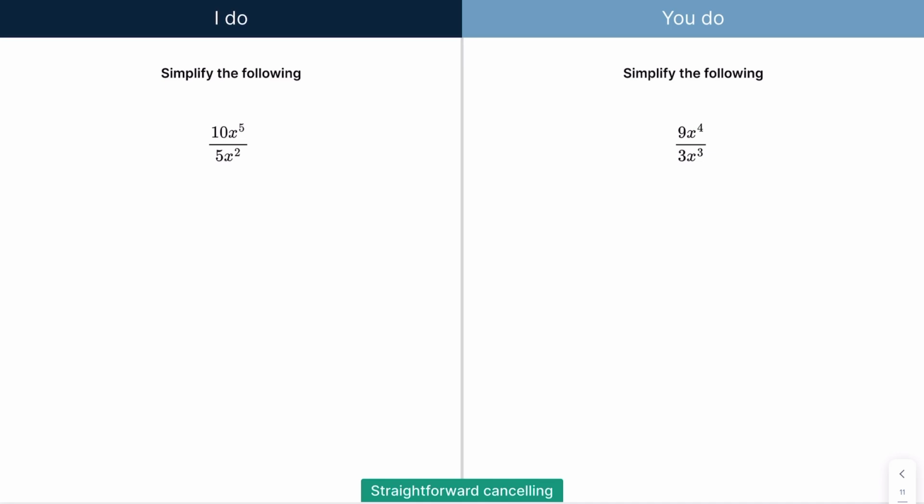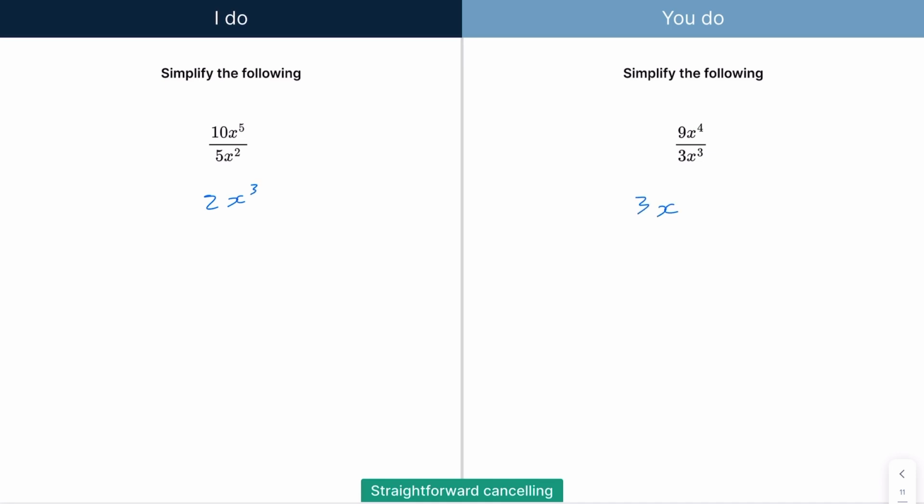So to kick things off with this example here, we have been asked to simplify the following. So we can see that 5 goes into 10 two times. So we can say 2 at the top. And with the rules of indices, we're dividing, so we're just going to subtract the 5 and the 2. And that is cubed there. So press pause and have a go at the example on the right.